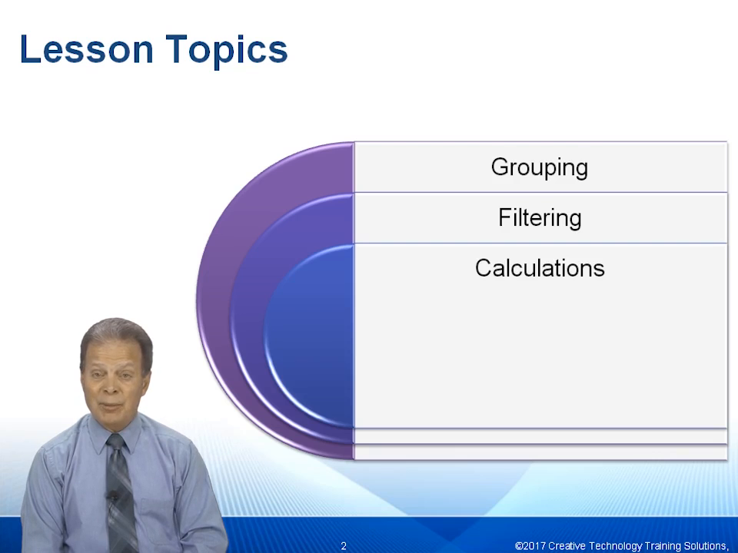Calculations. We need to be able to do the quick and dirties: the sum, the count, the average, and so on. Those are functions I want to apply to different columns and turn them on and off as quickly as I can and as easily as I can.